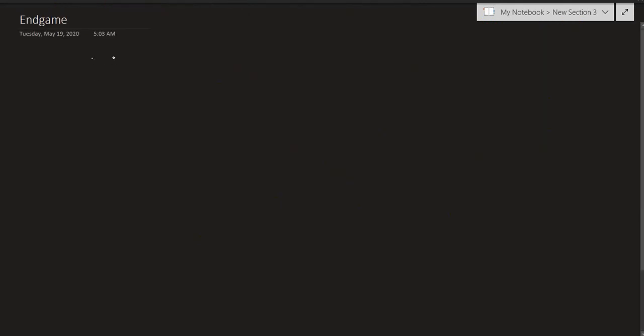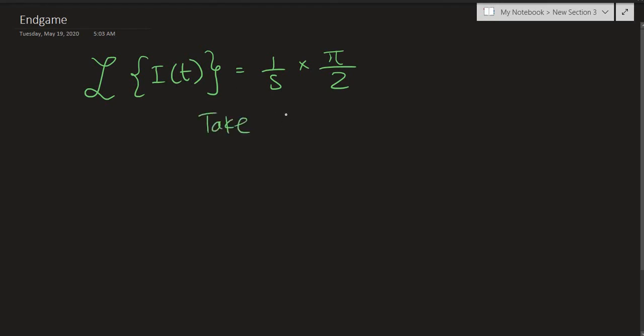So last time we obtained the expression Laplace transform of I of t, our parameterized function, was equal to 1 over s times pi over 2. Now we need to get rid of this Laplace transform, right? Because we need I of t just alone. We don't need a Laplace or anything on that. So what we're going to do is take the inverse Laplace transform on both sides.